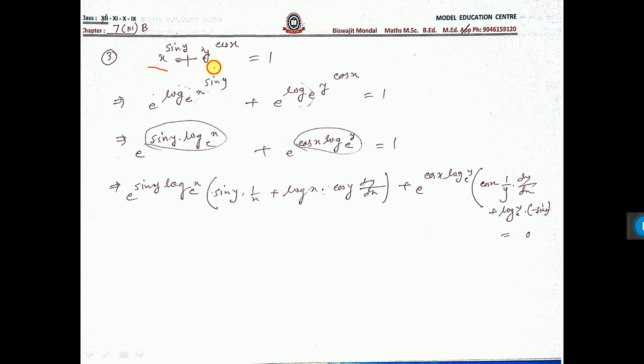Now see, in this sum, one special technique is there. You can write e to the power log e of this, so this to the base e, we can write this equal to e to the power log this base e. Why? Because of one formula: e to the power log x base e is equal to only x.